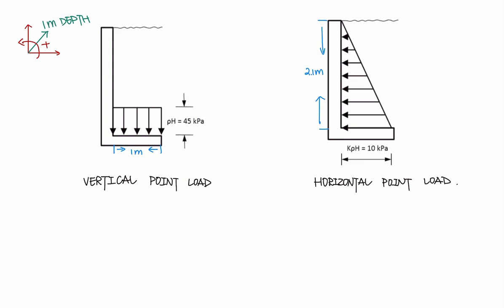Firstly, we're going to look at the vertical component. The point load will be 45 kilopascal times the length of the leg, 1 meter, times 1 meter. As the question is given, the retaining wall is 1 meter long into the page dimension, which we will get 45 kilonewtons.